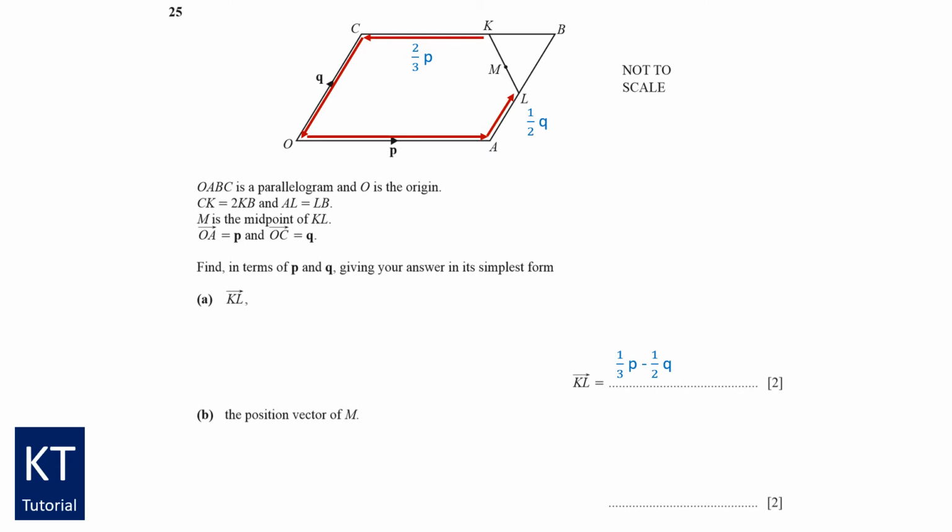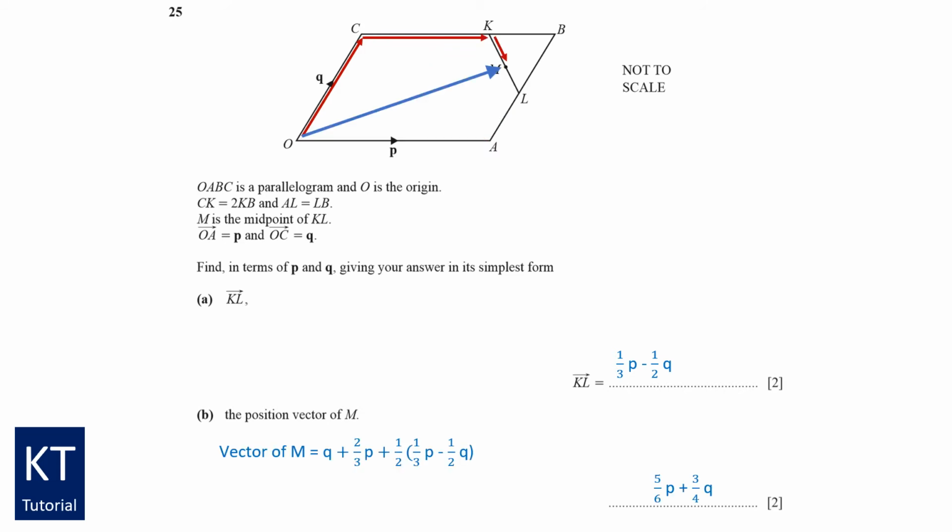Next, find the position vector of M. Again, the position vector of M can be represented by the red arrows. And this leads us to 5 over 6 P plus 3 over 4 Q.